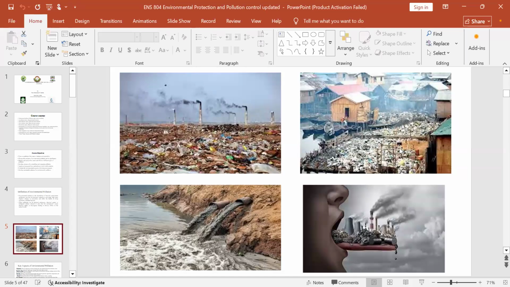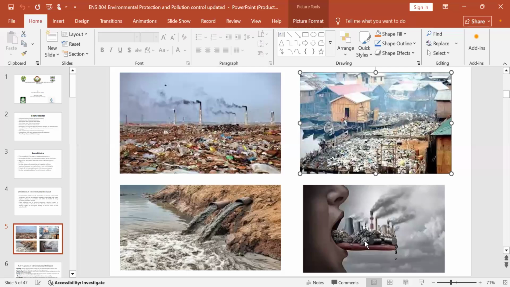See this? This is like a slum. This is a slum, so plastics, single-use plastics. This place looks like Makoko in Lagos. You have all manner of waste being dumped here.